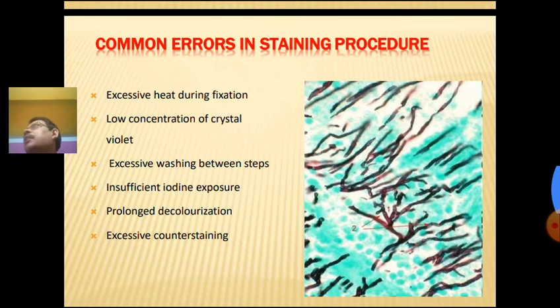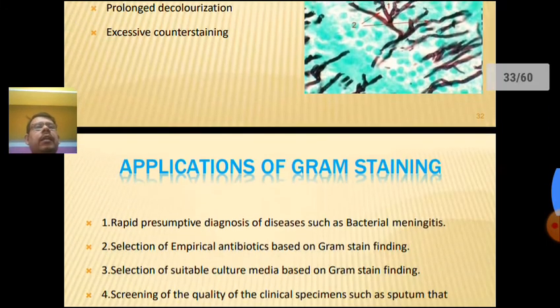Common errors in the staining procedure. Take care of these when you perform the staining, and remember them: excessive heat during fixation, which means you lose the microorganisms; low concentration of crystal violet; excessive washing between the steps; inefficient iodine exposure; prolonged decolorization; or excessive counter stain used, which colors the gram-negative cells.